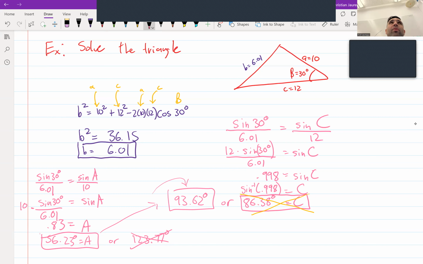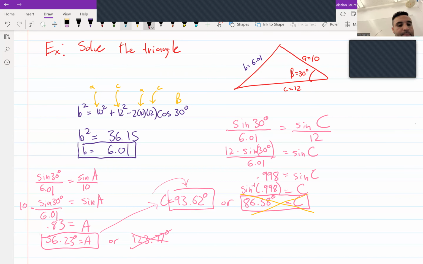But since we don't want to be running law of sines more than once in a problem, if I don't have to, here's the trick. So that's the answer, by the way. C equals that, A equals that, little b equals that.